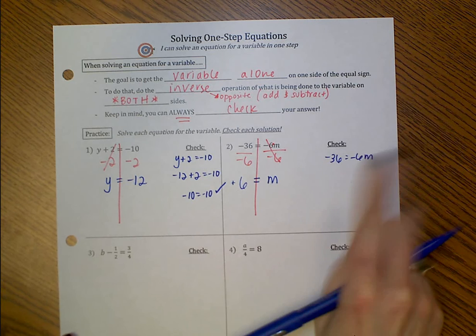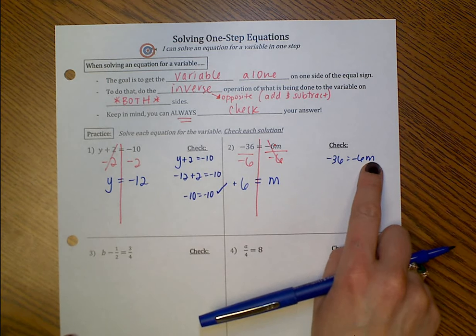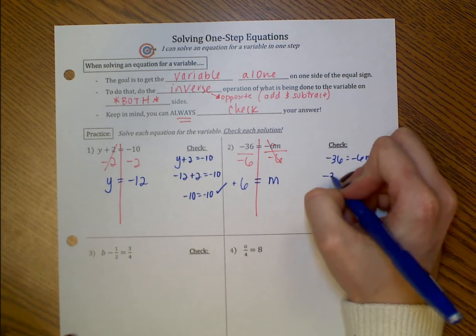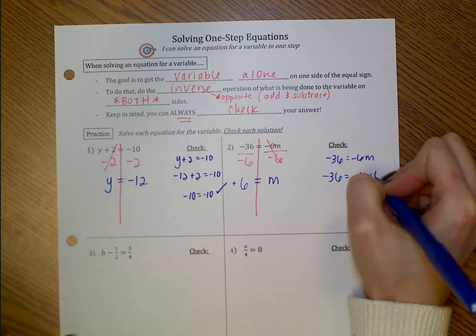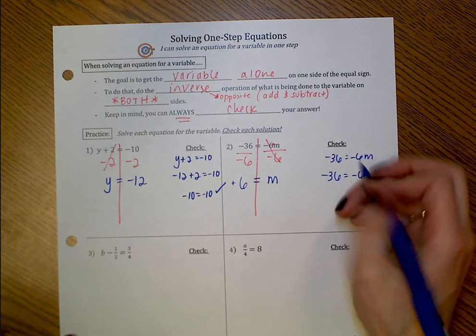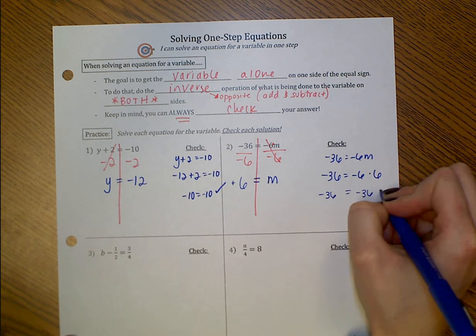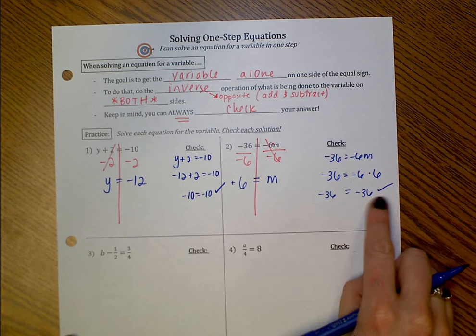So I'm going to copy the original problem, and we figured out that M equals positive 6. So I'm going to plug in, instead of writing M, I'm going to write 6. And I know that negative 6 times positive 6 is negative 36. It's the same on both sides, so I know I got it right.